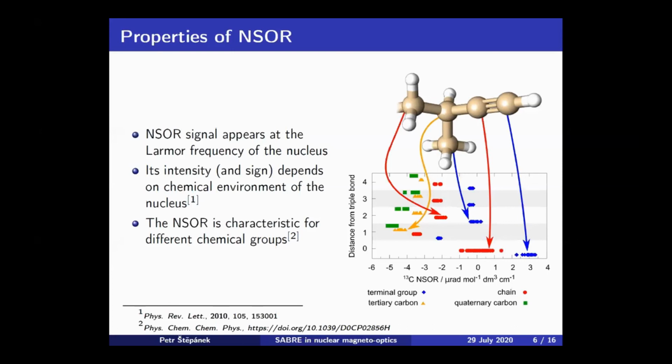So that means that nuclei in different chemical groups have, in addition to a specific range of Larmor frequencies that we are familiar with, also a range of characteristic NSOR values, which depend on the multiplicity of the nearby bonds, atoms that they are bound to, and the local isomerism.